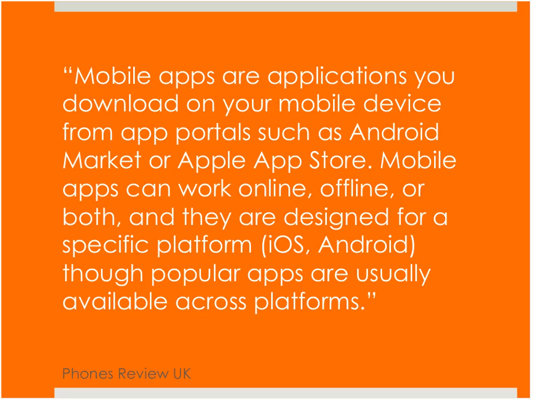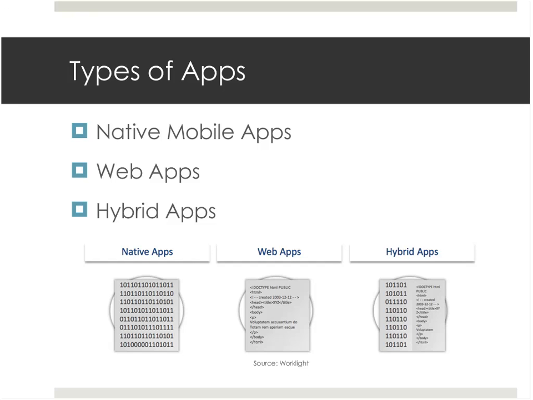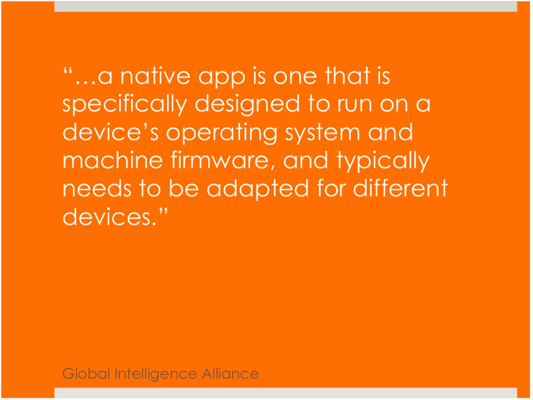So mobile apps are applications that you download onto your mobile device. You purchase it from, you know, the Android marketplace or the Apple App Store. These apps can work online, offline, or both. And the key thing to remember about these apps is that they are usually designed for specific platforms and or devices. So there's three types of apps. One being the native mobile app, which is sort of things that you download from those marketplaces. Another type is what we call web apps, and they are apps that mostly function online. And the third is the hybrid app.